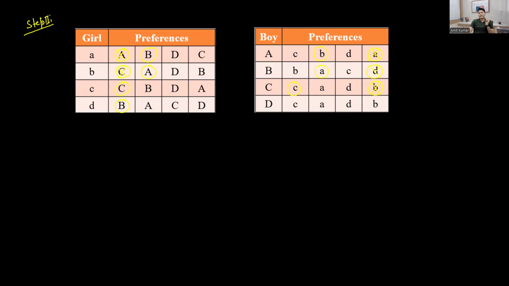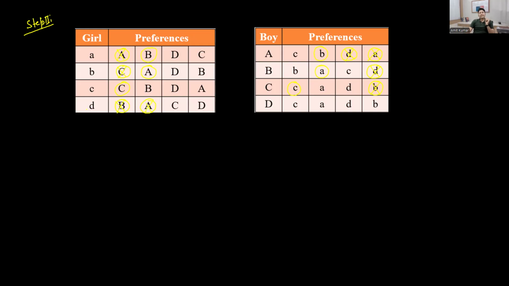So B to D gets cancelled out. That means D to B gets cancelled out in the first table. So now C is settled down. D will exercise the option number two, which is A, but it will also get rejected because A is already having better than D.